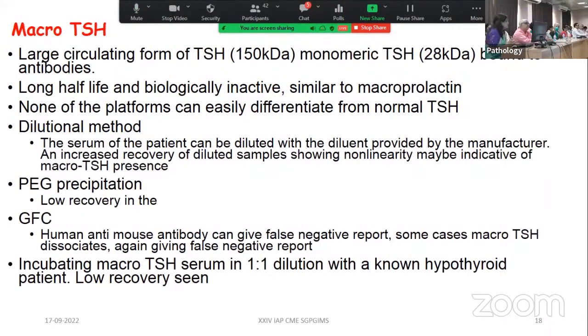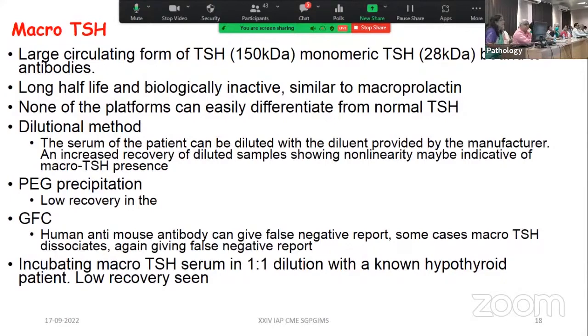The various ways by which you can at least get an idea of this interference is to use a dilution method. That means you dilute the patient's serum with the diluent provided by the manufacturer. And when you run it, if the patient doesn't have macro TSH, it should be a linear curve. But that doesn't happen when you have a macro TSH.